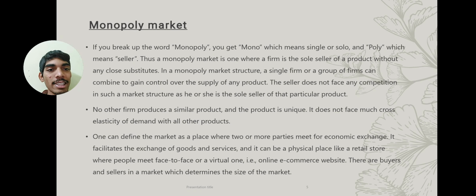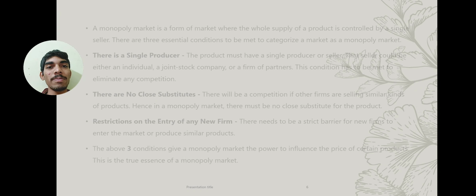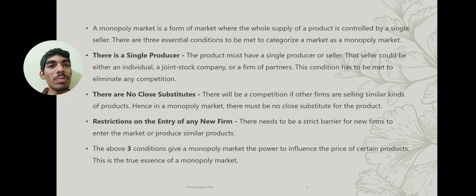One can define the market as a place where two or more parties meet for economic exchange. It facilitates the exchange of goods and services, and it can be physical, like a retail store where people meet face to face, or virtual, like an e-commerce website. There are buyers and sellers in a market which determine the size of the market. A monopoly market is a form of market where the whole supply of a product is controlled by a single seller. There are three essential conditions to categorize a market as a monopoly market.